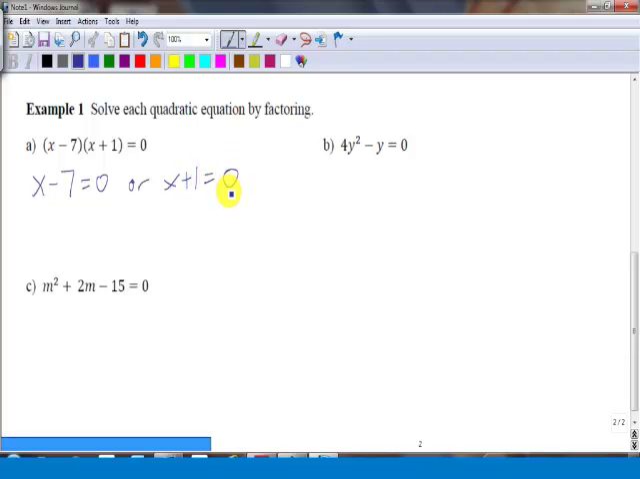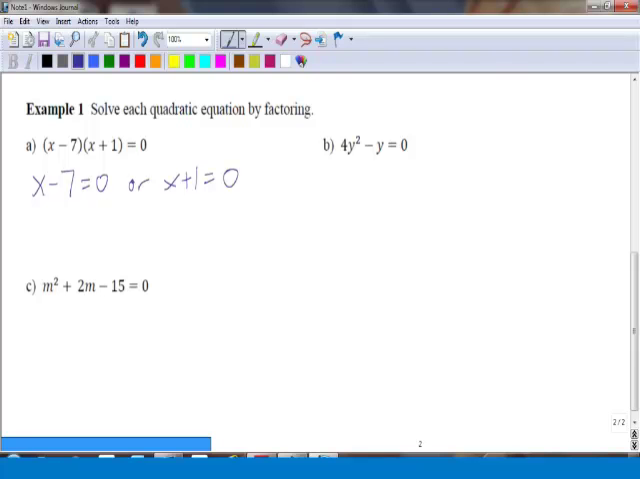Now, with experience and practice, I'd certainly like for us all just to be able to stare this thing down and notice that 7 makes x minus 7 equals 0 true, and negative 1 makes x plus 1 equals 0 true. So those are the two solutions to this quadratic equation. But officially, sometimes there are a couple steps in the process.